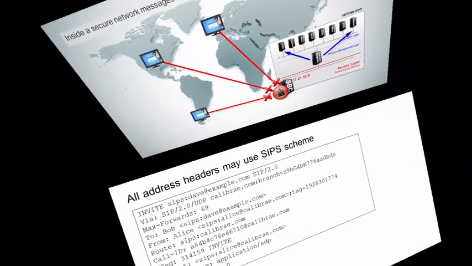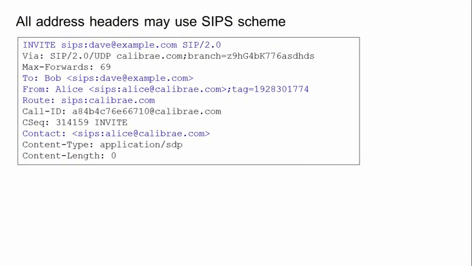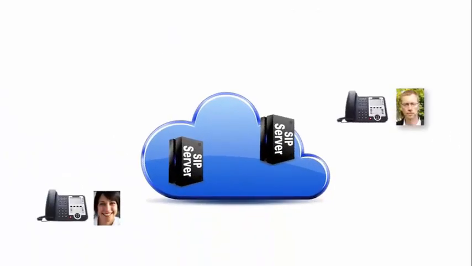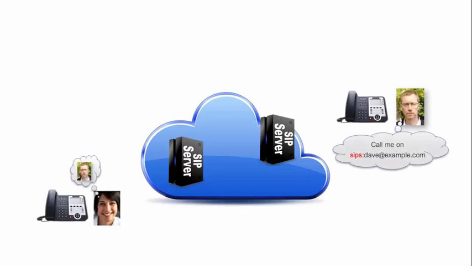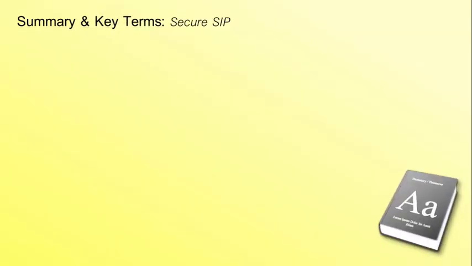Now, any SIP address could be set with a SIPS scheme. The request URIs, the route headers, and even the contact, the from, and the to headers. So, if Dave's published address of record uses scheme SIPS, well, when Alice calls Dave, the request URI should also contain scheme SIPS, causing the request to be encrypted over each hop all the way to Dave's home domain server, just as he requested.